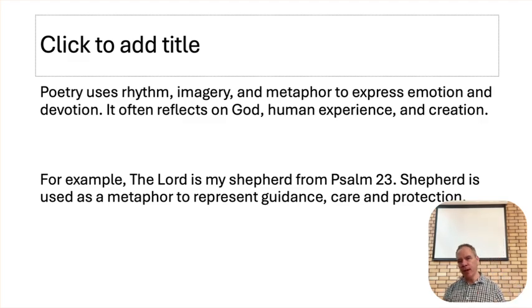So that idea of metaphor is where I use one image or one idea to represent something else. For example, The Lord is my shepherd from Psalm 23. Shepherd is used as a metaphor to represent guidance, care, and protection in a poetic form. It contains rhythm, it contains imagery, and obviously shepherd is a metaphor. Pause your video, create your flashcard.